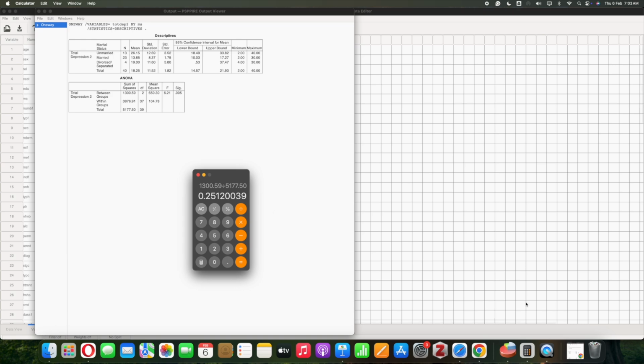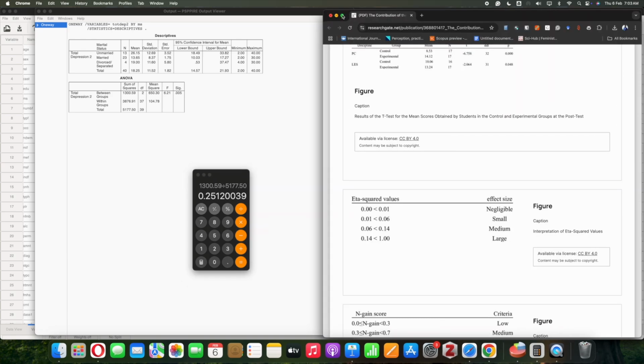Now to interpret this value, I have a table over here. I leave the link in the description. As you can see, if it is a value between 0.00 and 0.01, it's negligible. 0.01 to 0.06, it's small. 0.06 to 0.14, it's medium, and 0.14 to 1 is large. So our value is 0.25, which is greater than 0.14, and we can say that there's a large effect. So the results are not only significant, but the difference is quite large, and the effect size is quite large. So this is a very important value to present when you're presenting your results.